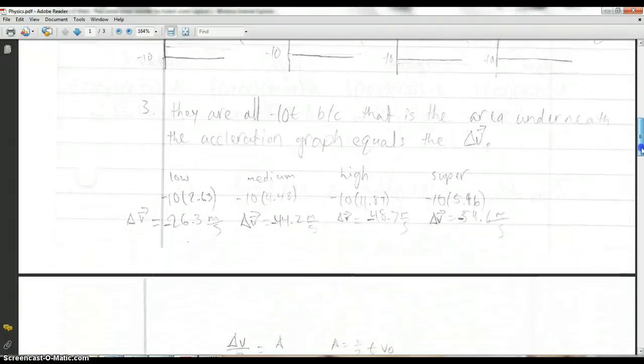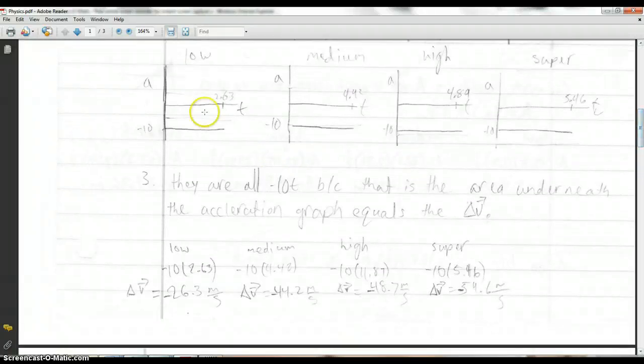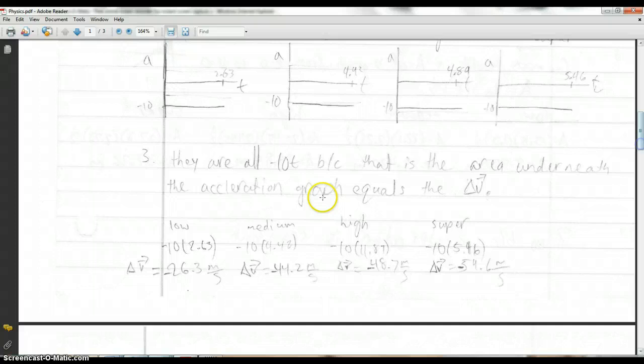Okay, so now number 3 says, what is the change in velocity of the rocket? Explain how you figure this out. Because they are all negative 10 t, to find the change in velocity, you take the area of the acceleration graph, and the acceleration graph area is base times height, because it's a rectangle, right? You just make a line right there. So the base is negative 10 and the height is t. So all of the area, or the change in velocity, is negative 10t.